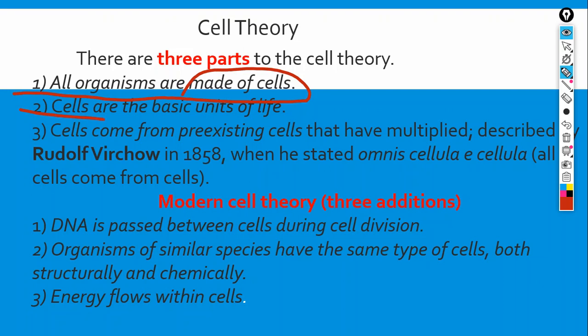We talked about that. There is no life apart from the life of cells. So that is why we say that all organisms are made up of cells, and they are the basic unit of life. And cells come from what? Previously existing cells, or pre-existing cells that have multiplied. This was described by who? Rudolf von Virchow in 1858, who stated omnis cellula e cellula. That is, all cells come from previously existing cells.